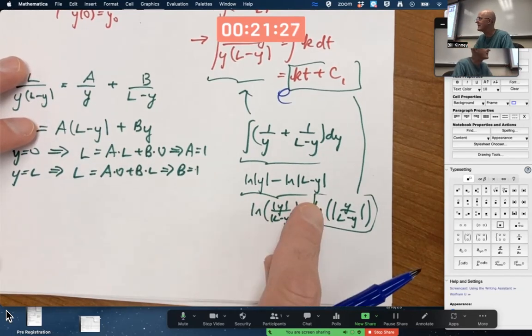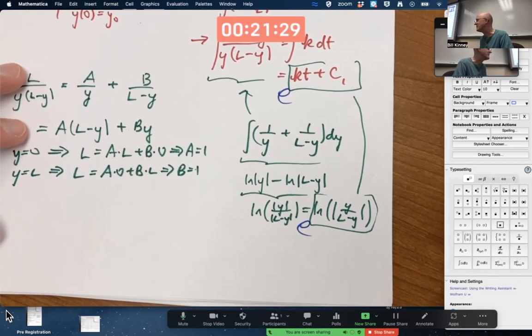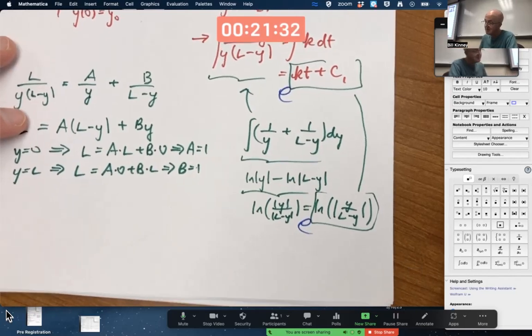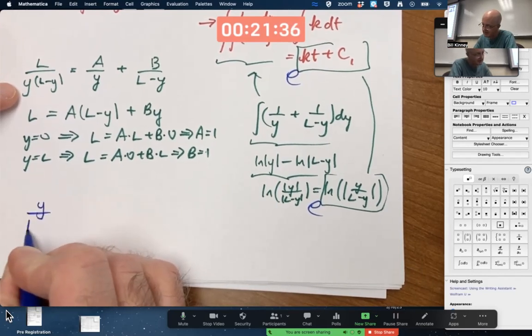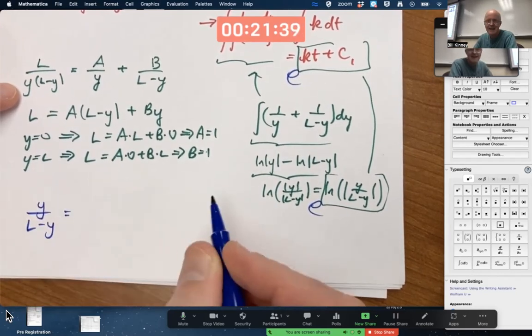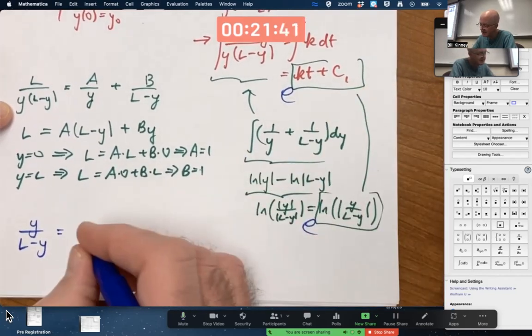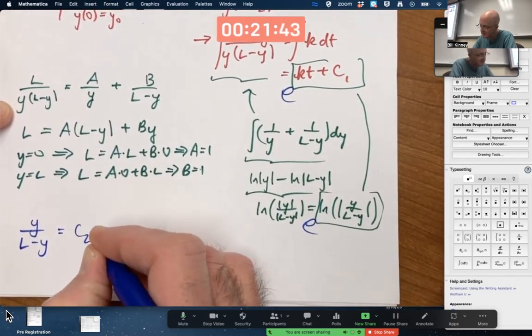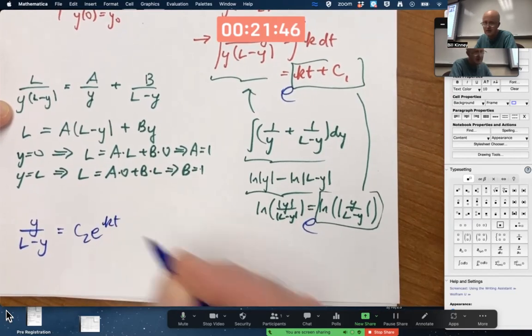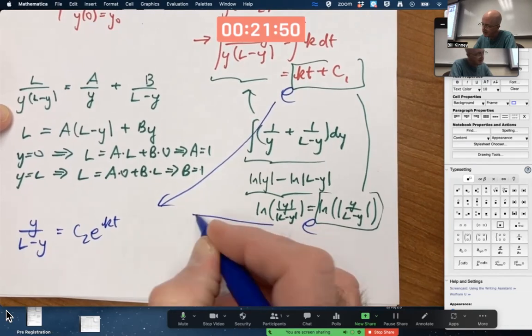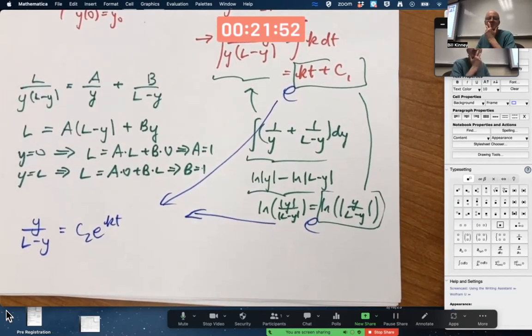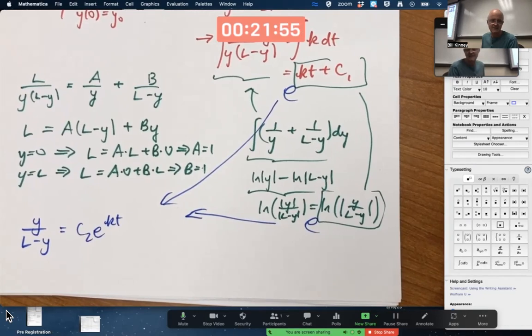Why bother with the absolute value signs in the first place? Kind of just to remind you that in theory they should be there. But you end up getting the right answer anyway, even if you get rid of the absolute value signs. And I'm going to think of e to the c1 as being, say, c2. And now bringing this stuff over here. And again, my goal is to solve for y. Still not quite there yet.